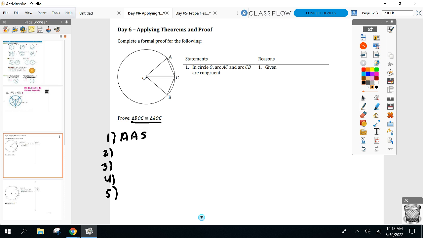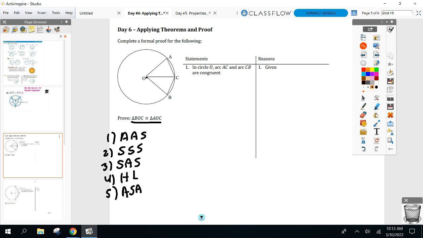Angle, angle, side. Side, side, side. Side, angle, side. Angle's in between. HL, the forgotten one, but only if the triangle's what type? Right triangle. And then what am I missing? Angle, side, angle. There are your 5 ways we could do this. Only 5 ways, and we're not making up a 6th way because it's March. Those are the only 5.